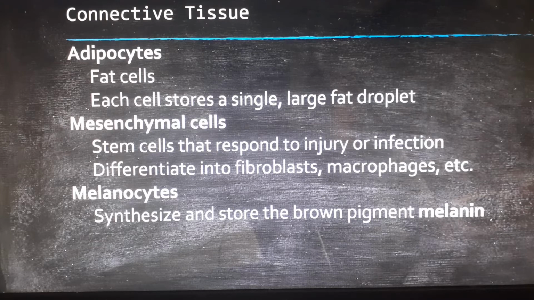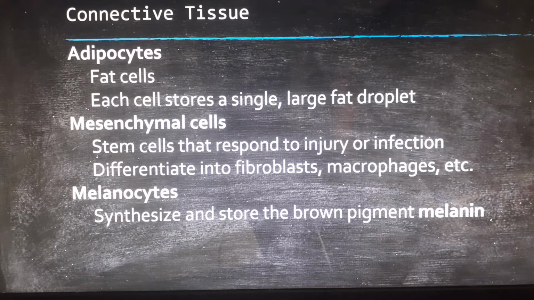Adipocytes are specifically in adipose tissue. They are fat-storing cells, and each cell stores a big fat droplet in an area called a fat vacuole. Again, you want to watch the lab connective tissue video so you can see these.